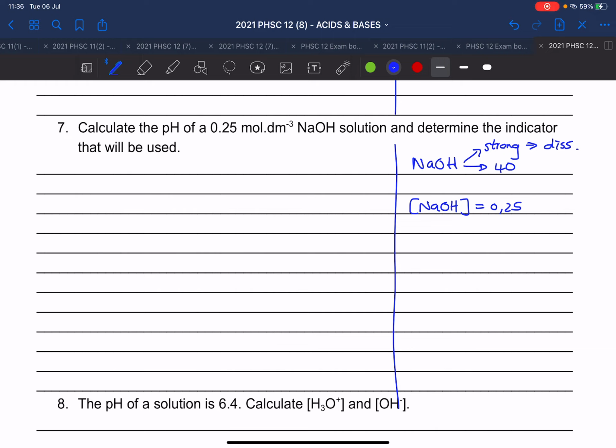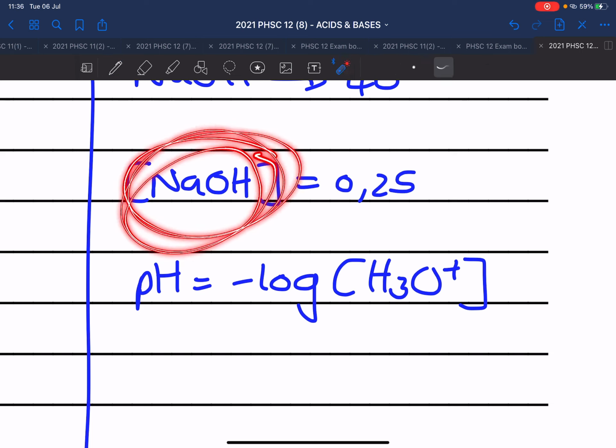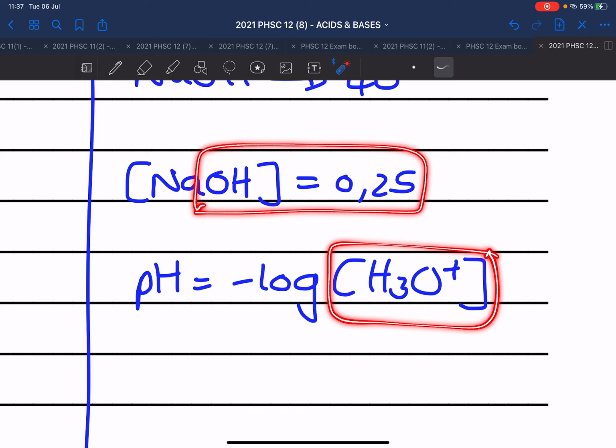En dan vra hulle vir jou bereken die pH. Calculate the pH. Now, to calculate the pH, that is the formula. Daar is die formule. Maar ek werk met 'n basis. So how am I going to go from the base concentration to the hydronium concentration? Wat noem ons daai ander ding?